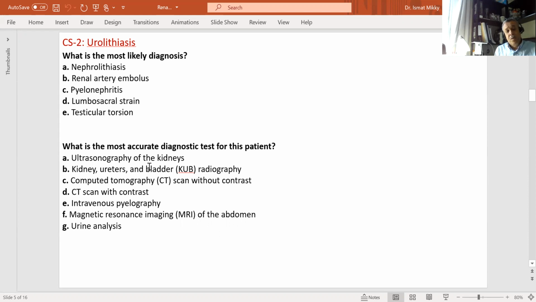The calcium-containing stones are radio opaque, but the pure uric acid and cysteine calculi are radiolucent. And that's when we do the KUB, which is the kidney ureter bladder radiography. That's the plain radiology, KUB. The calcium-containing stones are radio opaque, but the pure uric acid and the cysteine calculi are radiolucent on the KUB.